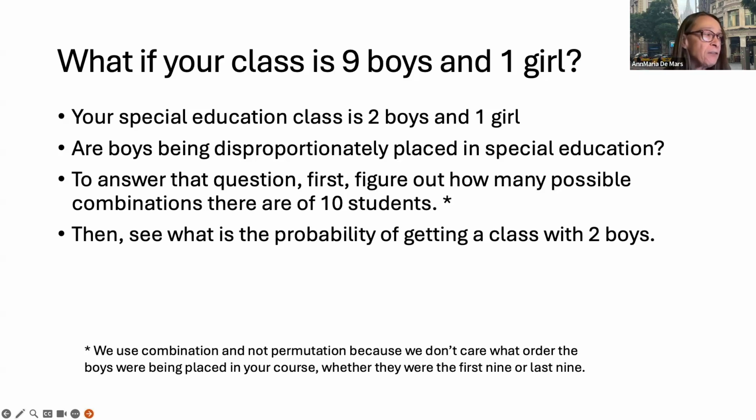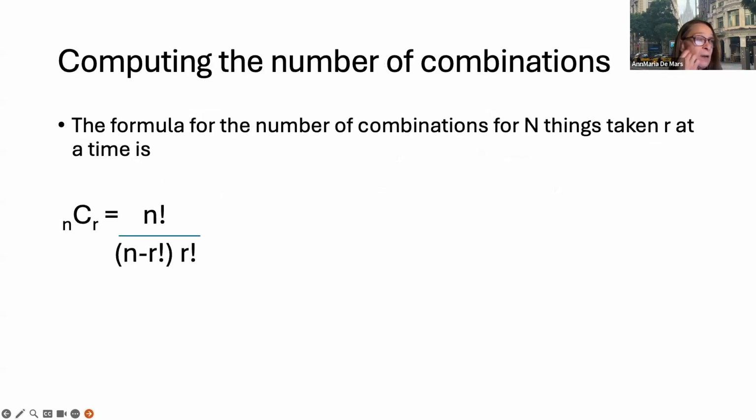To answer that question, first, you figure out how many possible combinations there are of 10 students, and then how many of them would include 1 girl, right? So then you see what is the probability in a class with 2 boys and 1 girl with all the possible combinations of 3 students. And we use combination, not permutation, because we don't care what order the boys were placed in your course or class. And we don't care if the girl was the first one you picked or the last one you picked. We're just interested in combinations.